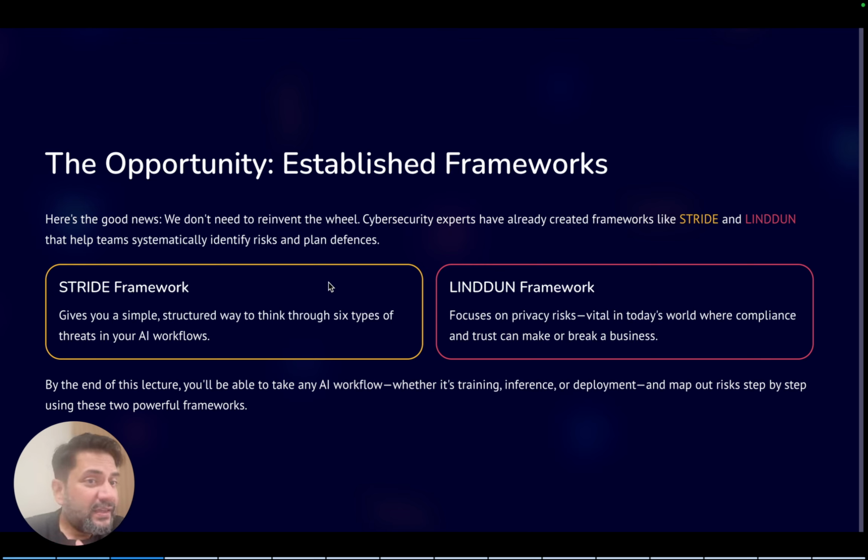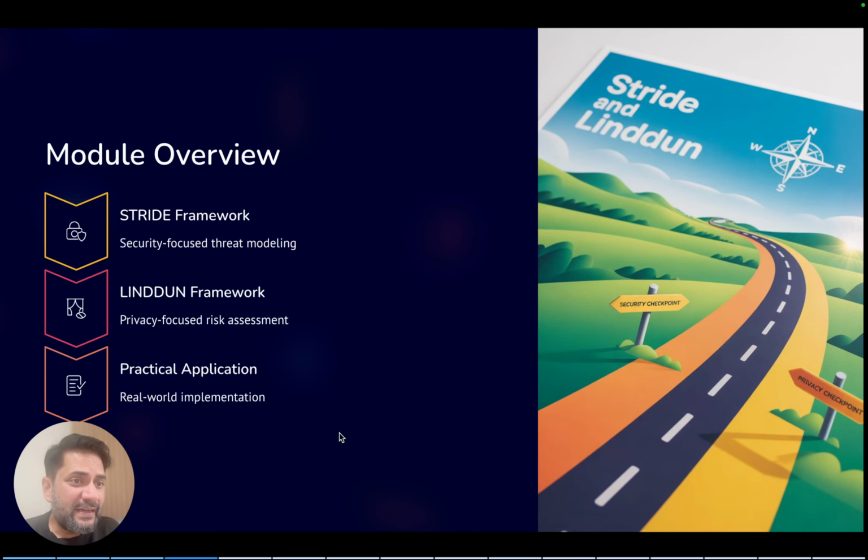STRIDE, on one hand, gives you a simple, structured way to think through six types of threats in your AI workflows. LINDDUN focuses on privacy risks, vital in today's world where compliance and trust can make or break a business. By the end of this lecture, you'll be able to take any AI workflow, whether it's training, inference, or deployment, and map out risks step by step using these two powerful frameworks. Alright, so let's dive in. We'll start with STRIDE and then move to LINDDUN.